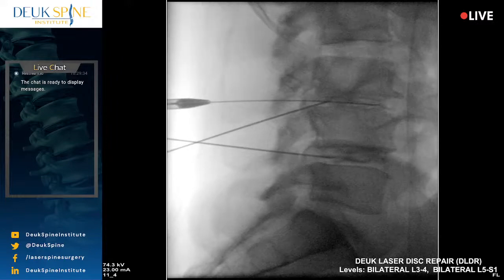Yep. So I'm heading up to the L3-4 disc. This is another bad disc injury this patient has.